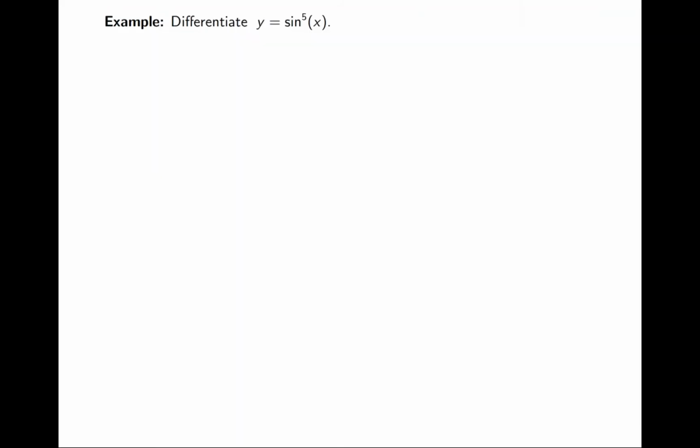Here's another example, sort of along the same lines. Let's differentiate sine fifth of x. Now remember, that's y equals the expression sine of x to the power of 5. So that's a composition. It's the function sine being plugged into the x to the fifth function. We could write it as y equals u to the fifth, where u is the function sine.